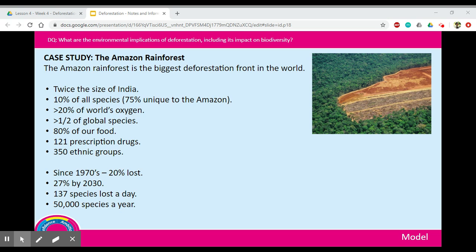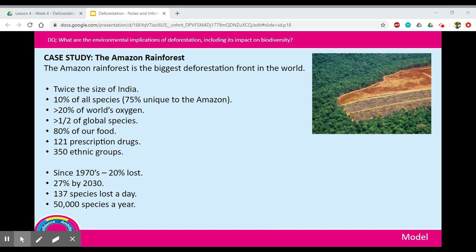However, since the 1970s, 20% of the rainforest has been lost, mostly to deforestation. You do also have wildfires and natural disasters that will destroy rainforest, but these are natural processes. 20% has actually been lost because humans have chopped it down. Some estimates reckon it's going to be about 27% by 2030, and that's only 10 years away now, and that'll be over a quarter of the original forest land we lost.